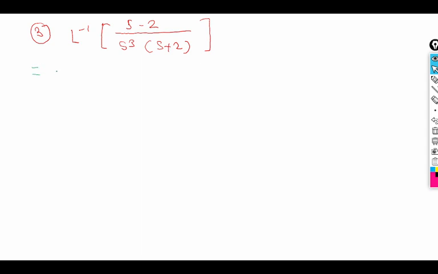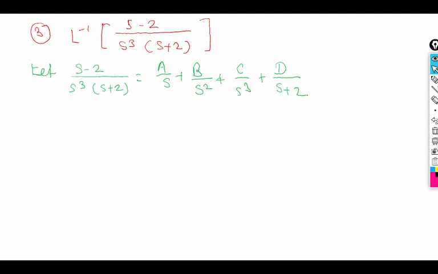So in the first step, let (s minus 2) upon s cube into (s plus 2) equal a upon s plus b upon s square plus c upon s cube, and lastly d upon s plus 2. So you'll observe there are 4 constants a, b, c, d, which equal the 4 factors, and our aim now is to get the values of these 4 constants.